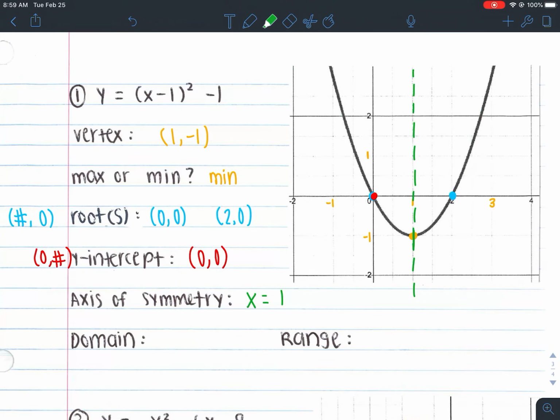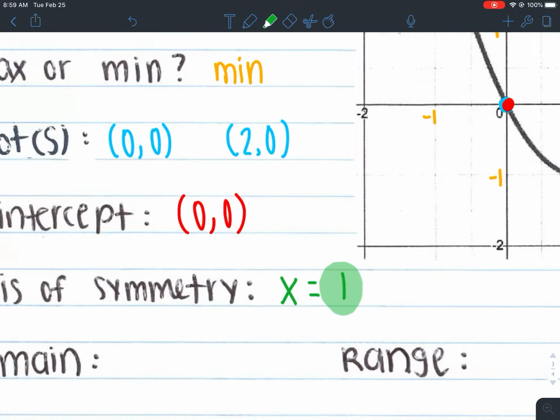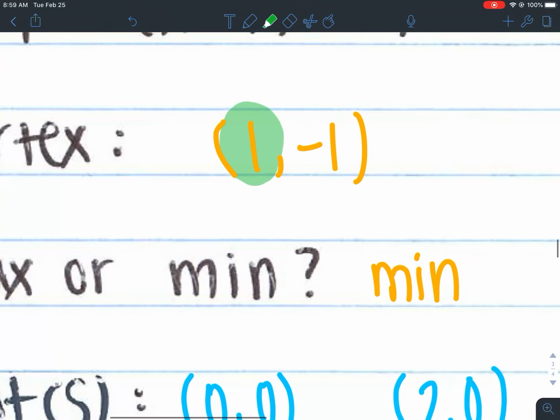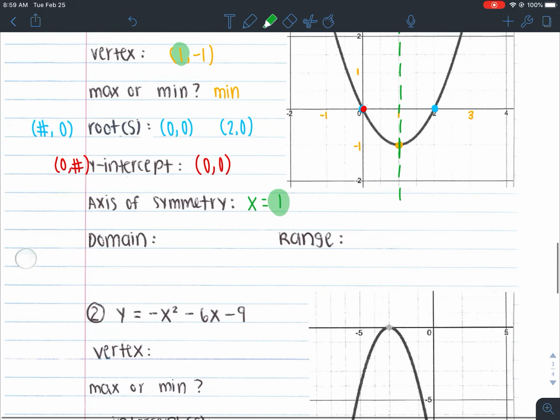And I also want to draw your attention to the fact that this number is always going to be the x value of your vertex, okay? Because the axis of symmetry goes through the vertex. So it says x equals 1. Well, in the x value of your vertex, you will also have the same number.